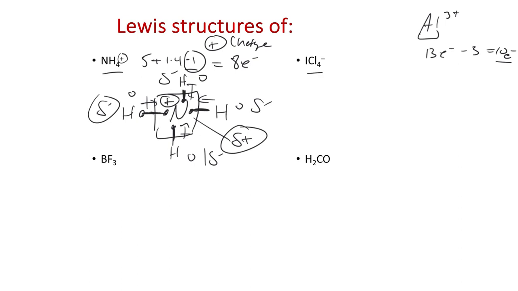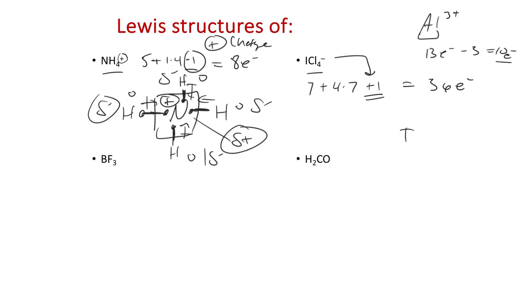ICl4 minus, this compound here, would have 7 for iodine, 4 times 7 for the chlorines. We have to add 1 for the charge. So the -1 charge, I add an electron. If I had a -2 charge, I'd add 2 electrons. -3, I'd add 3. And so this gives me a total of 36 electrons.